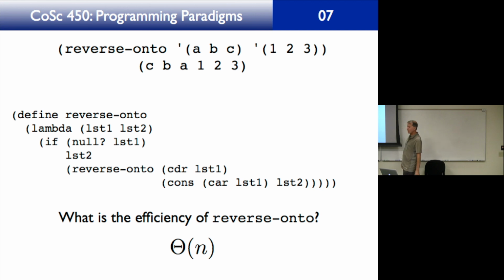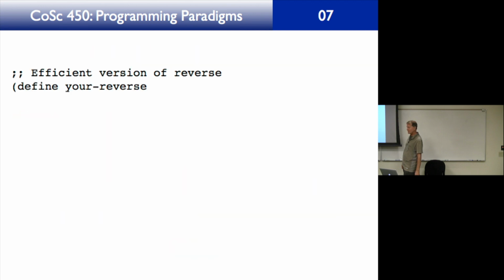And now, what is reverse? Now we'll call it your reverse. So what is the code for your reverse? How will your reverse use the helper reverse onto? It's just one call. And what is it? Can you define here the efficient version of reverse? Define your reverse, and how many parameters does your reverse have?